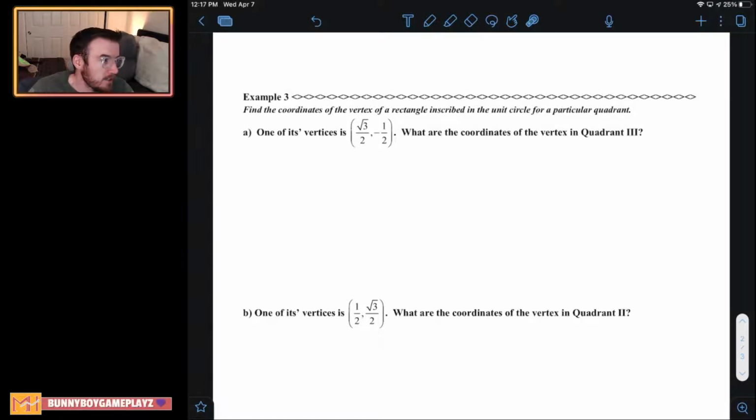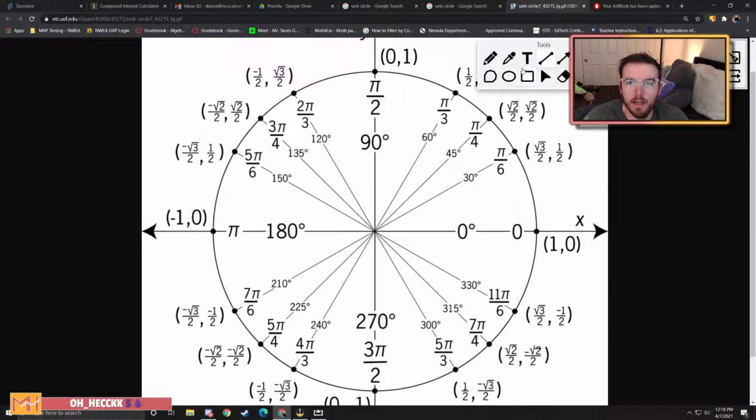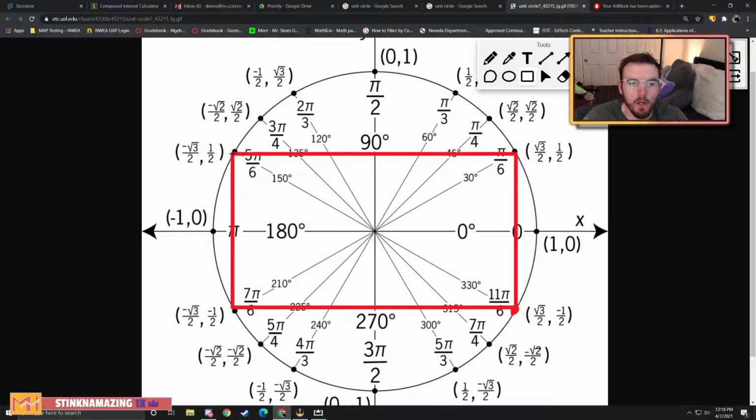Well, look at the unit circle. One of the vertices, let me read this again, a rectangle is inside of the unit circle. So root 3 over 2 comma negative a half is right here. There's part of the rectangle. And so we're making a rectangle, and we want to know, where is the vertex in quadrant 3? It's right here at negative root 3 over 2 comma negative a half.